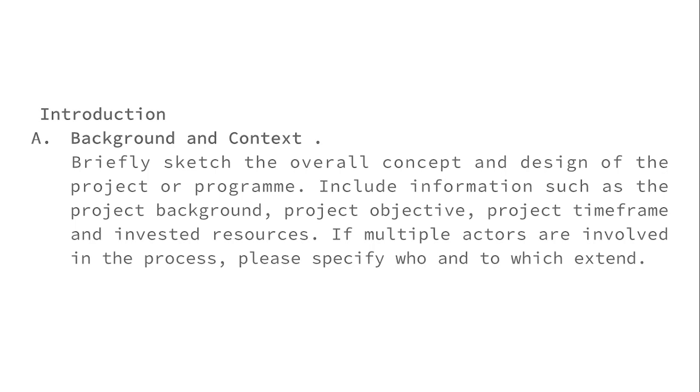So under the introduction, you said you have the background and context. Here you briefly sketch the overall concept and design of the project or program. Normally, they give you the project document or program document, so you're able to get this information from it. And in here, you can include information such as the project background, the project objectives, the project time frame, invested resources, and if there are other multiple actors involved in the process, please also specify who and to which extent they're involved in the process. So this is in the background and context.